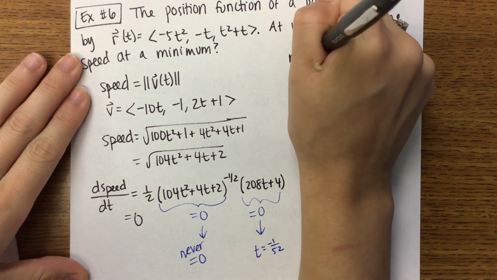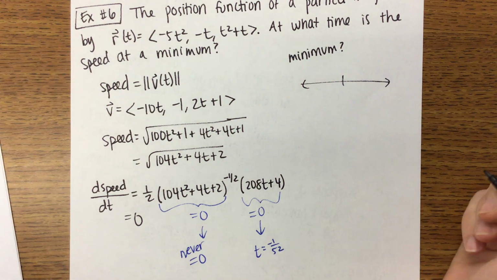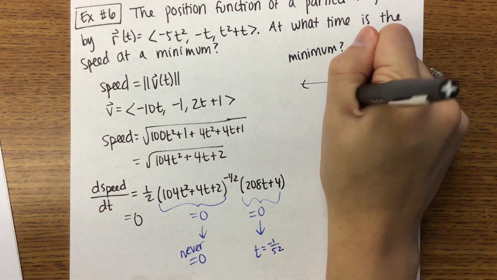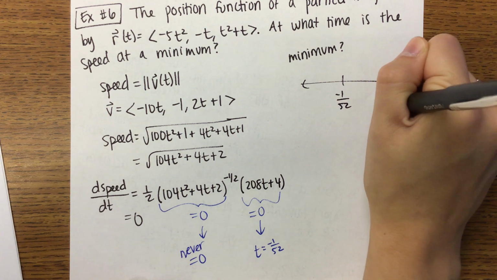I don't expect a sentence or anything like was expected of you in BC, but I do at least expect a number line. So we're going to have that negative 1 over 52. We're going to be substituting into the derivative.